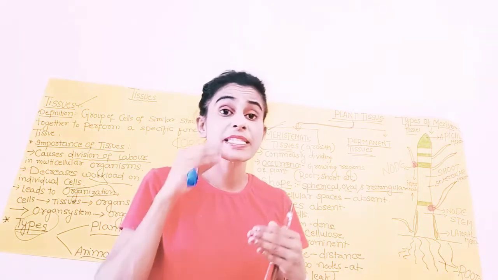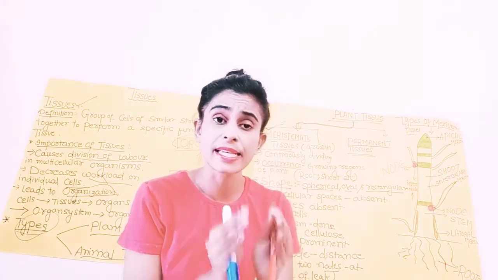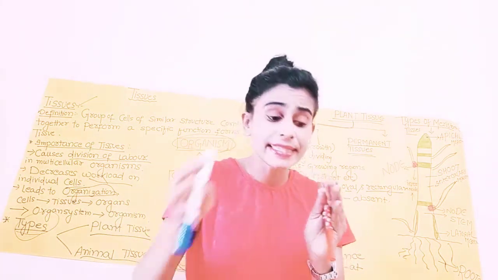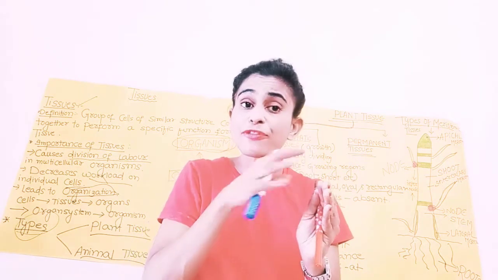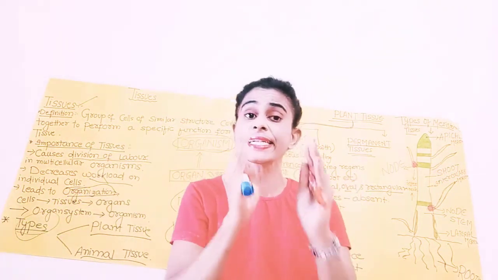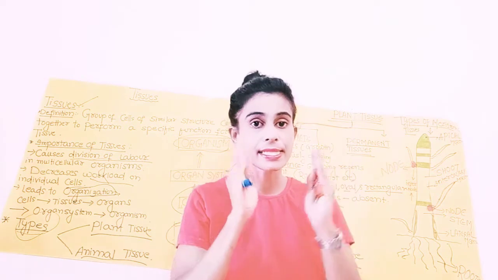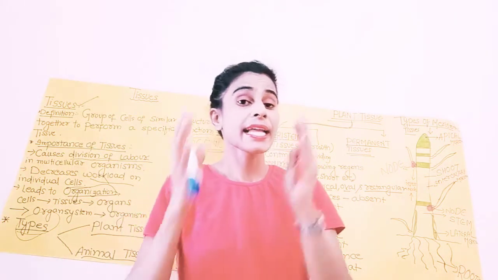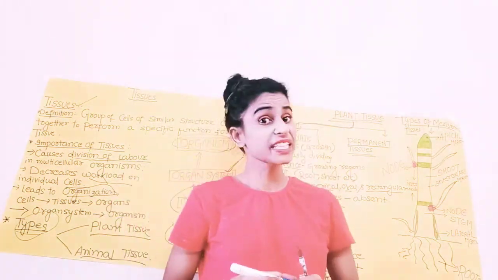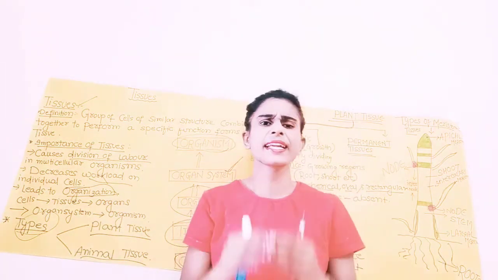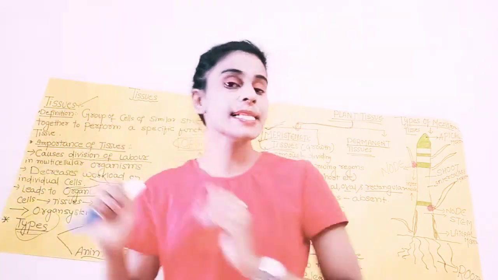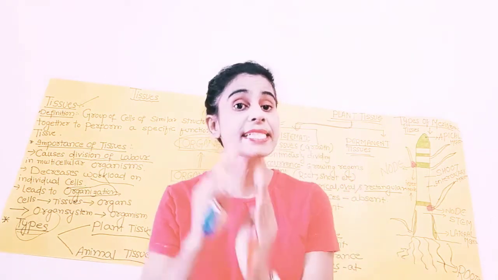The group of cells which divides rapidly, and such cells form a group, and that group of cells is called meristematic tissue. The cells which continuously divide, and the group of such cells, are called meristematic tissues. They are very active cells. They continuously divide. What is meristematic? A group of continuously dividing cells.